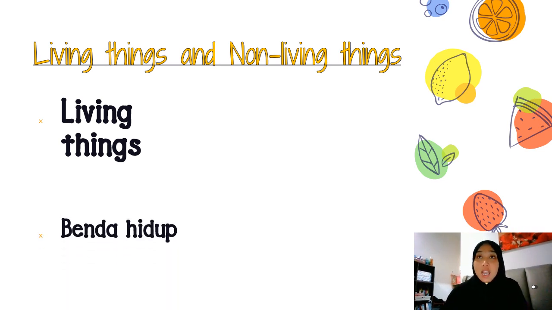Living things ialah benda hidup. Untuk pengetahuan anak-anak sekalian, living things atau benda hidup ialah sesuatu benda yang boleh bernafas, boleh makan, boleh membesar, boleh membiak. Okay? Dan mereka perlukan air, makanan dan udara untuk hidup. Okey.